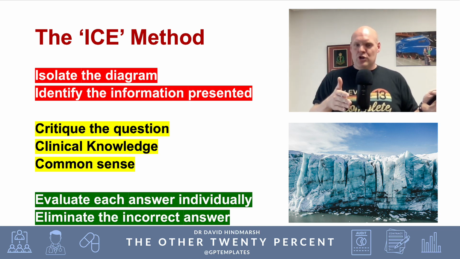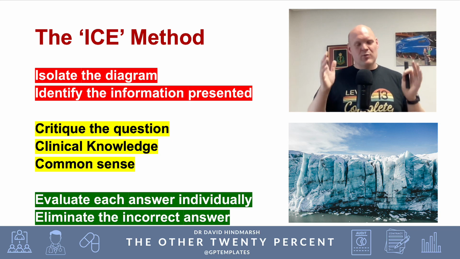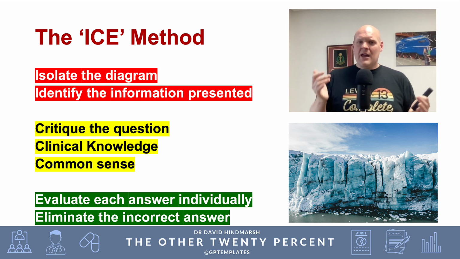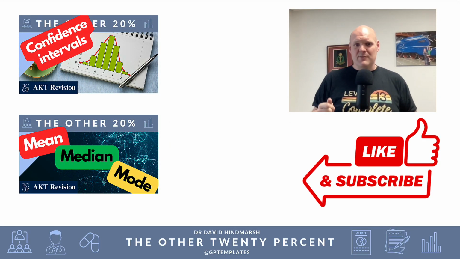All the examples that I showed you were from the RCGP AKT website. They've got a really useful guide to statistics, which I would strongly recommend that you go through. I'll leave a link with it down below. If you need a bit more background help with these statistics, these two videos on confidence intervals and mean, median, mode will be a really good starter for 10.